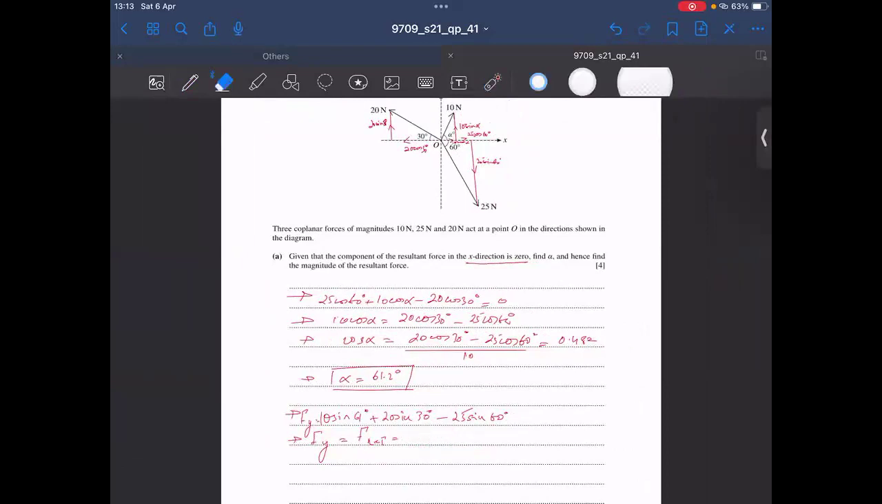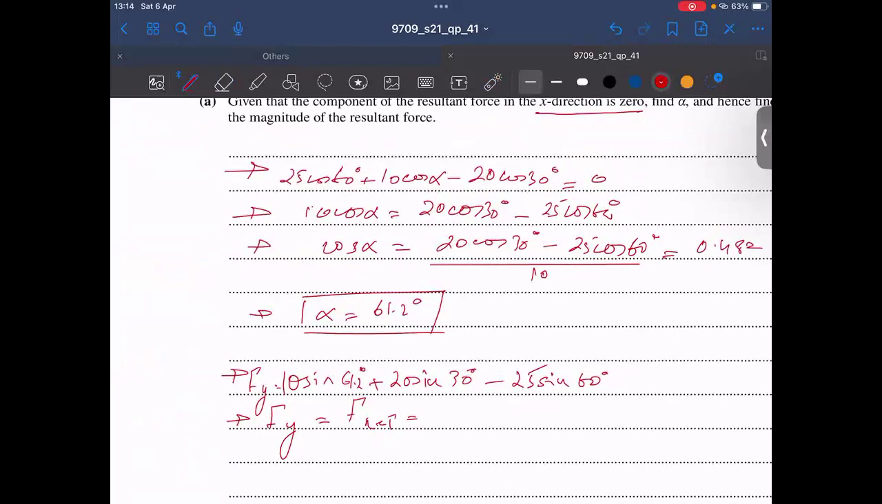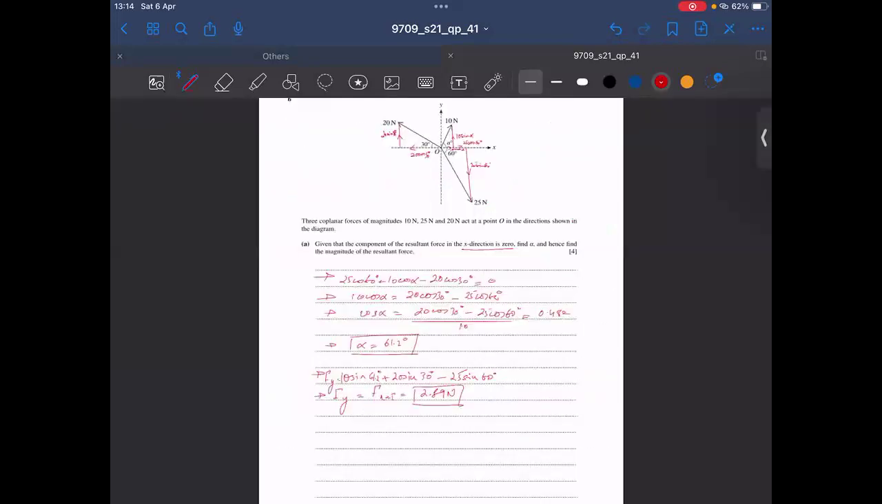Okay, I've written this correctly, Fy. The alpha is 61.2, so it's 10 sine 61.2, plus 20 sine 30, minus 25 sine 60. What's the final answer you're getting? 2.89 newtons. Is it clear, Miss Aisha? Yes, sir. Okay.